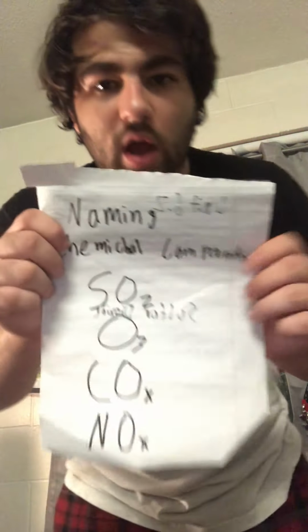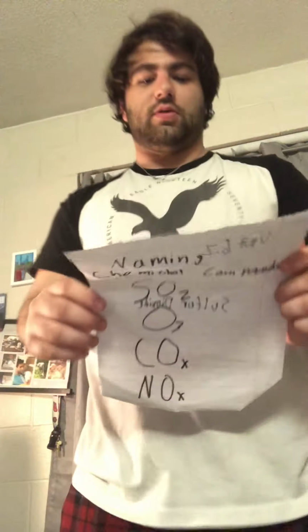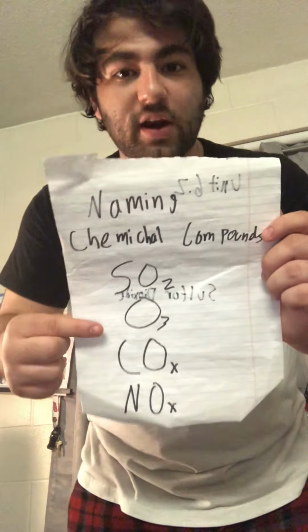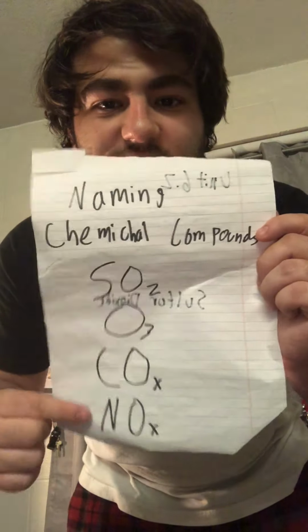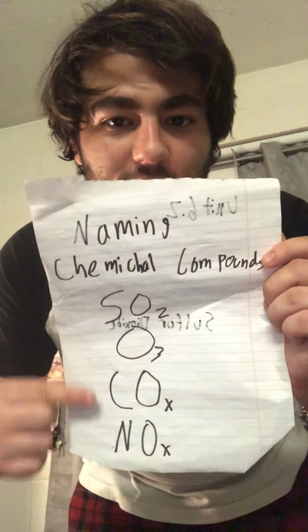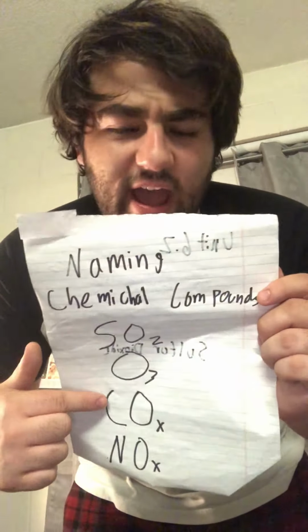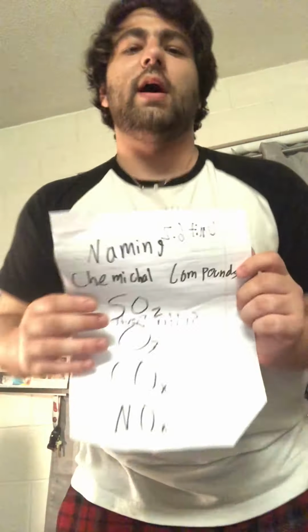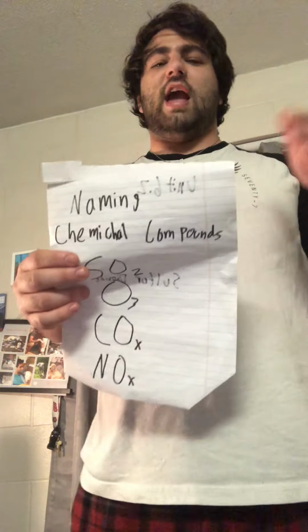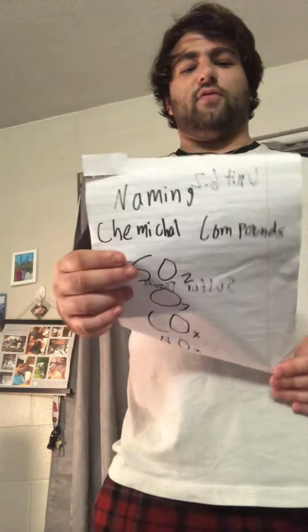And then another basic thing we learned was the naming of chemical compounds. We have sulfur dioxide, ozone, which is 3 oxygens, and then we have the carbon oxides and the nitrogen oxides. The reason it's an X is because there can be many carbon-based pollutants. This can be monoxide, carbon dioxide. All are pollutants. Similar with nitrogen oxide, it can come with different amounts of oxygen. But it's all pollutants, and it's all very bad for the environment.